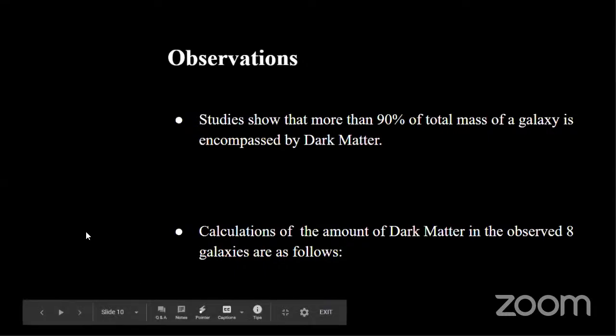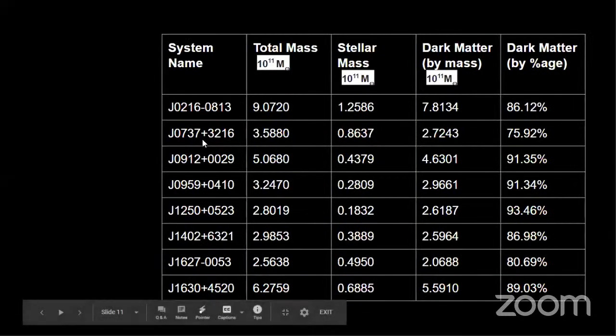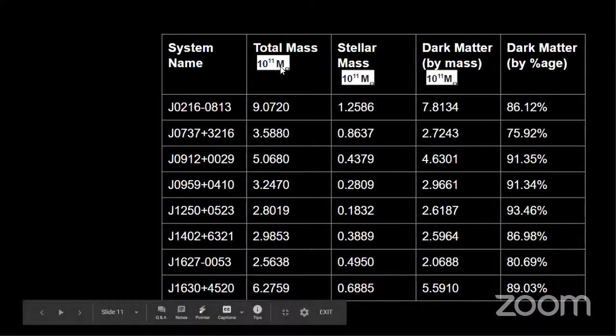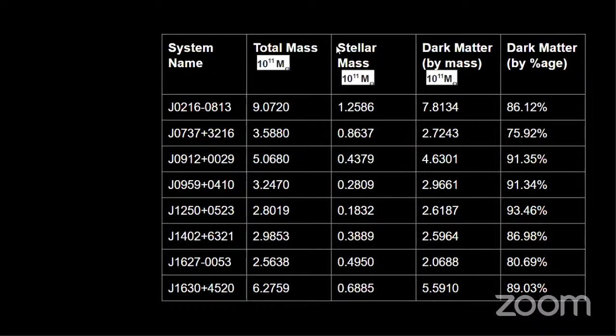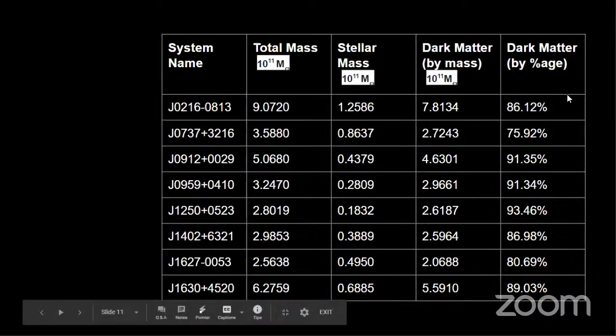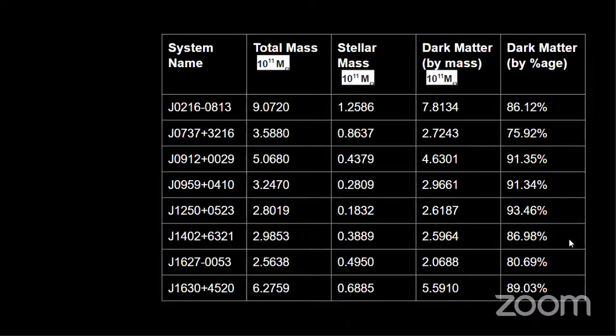For the 8 galaxies I worked on, I found the following results. These are the 8 galaxies. Their total mass is calculated, and all these masses are in units of 10 to the power 11 solar masses. These are the total masses and the stellar masses. The dark matter is calculated by subtracting the stellar mass from the total mass. And these are the amount of dark matter in each galaxy, by percentage. You can see that there is quite a variation in the values.